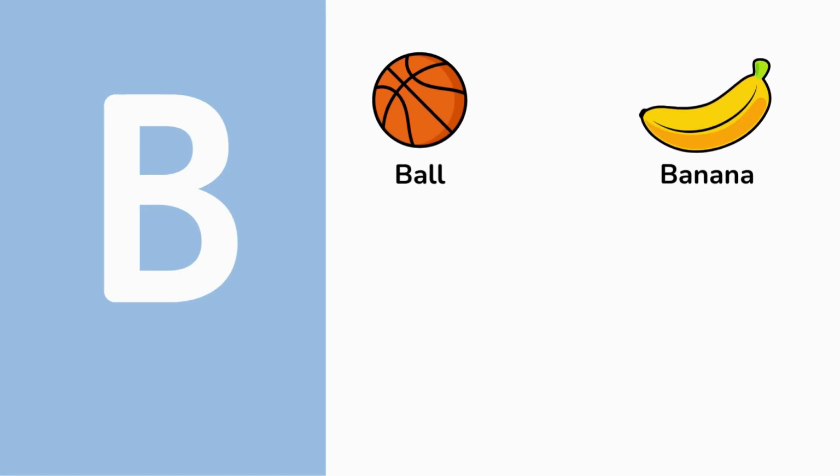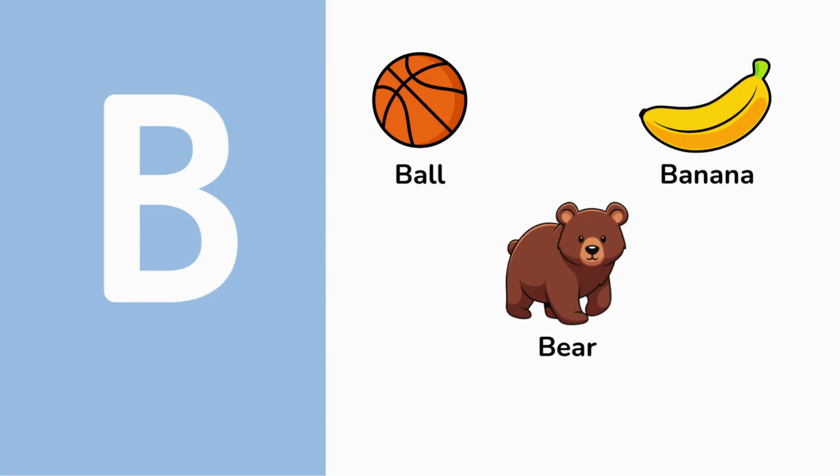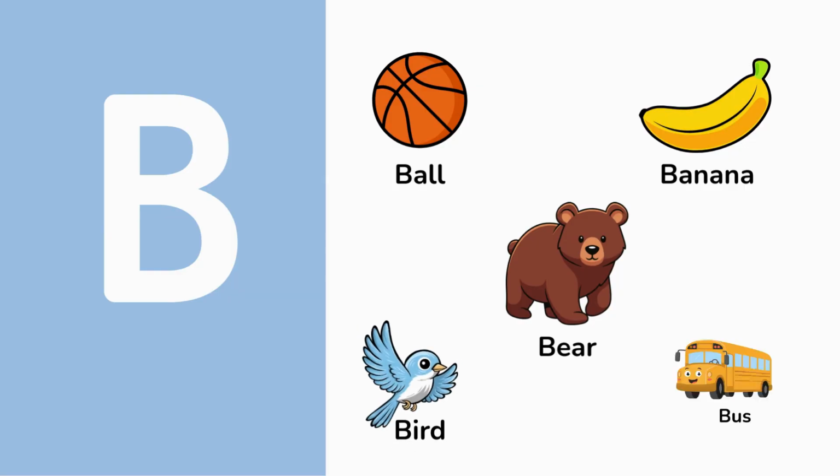B. This is letter B. Can you say B? B. B is for ball. B is for banana. B is for bear. B is for bird. B is for bus.